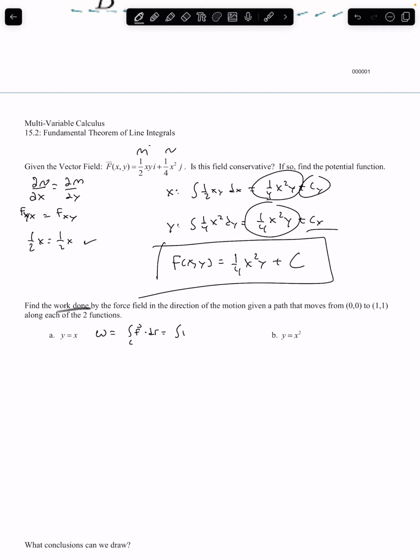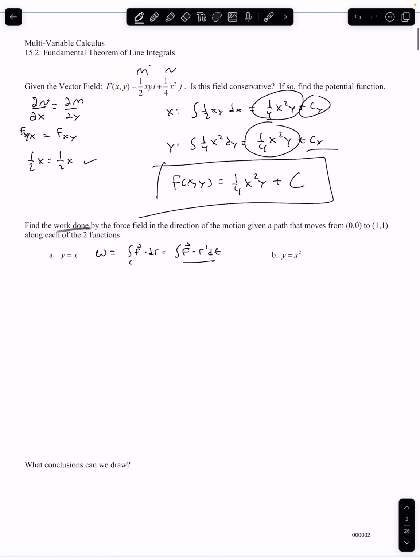We're going to make it into a parametric. We take the vector field dot the derivative of our path, r prime, and since we make it parametric, it's going to be dt. And that's going to be our rule, where r prime, remember, is the rate of change of our path. So let's see here. Let's go ahead and cook.